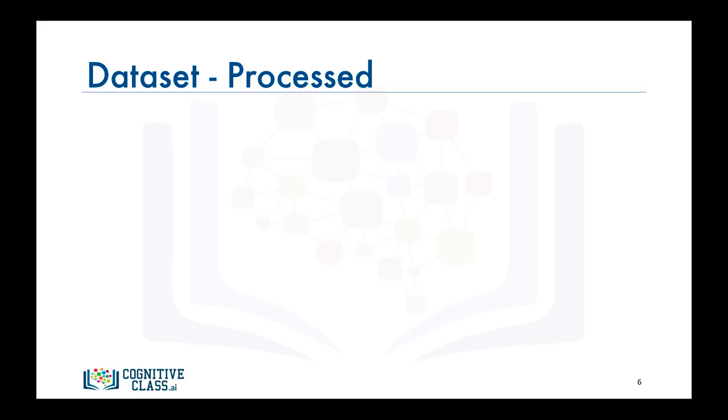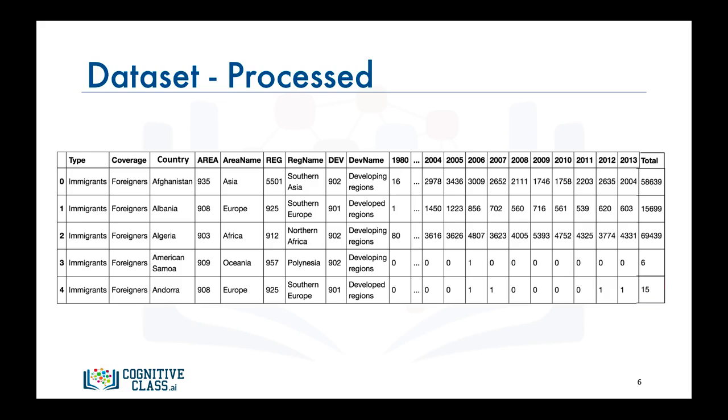Now let's process the data, and let's add an extra column which represents the cumulative sum of annual immigration from each country from 1980 to 2013. So for Afghanistan, for example, it is 58,639 total, and for Albania, it is 15,699, and so on. And let's name our data frame df_Canada.